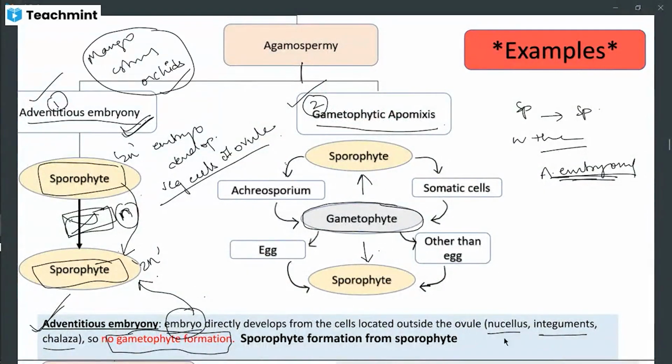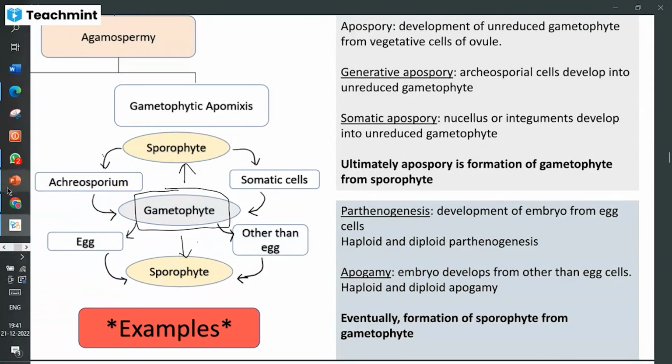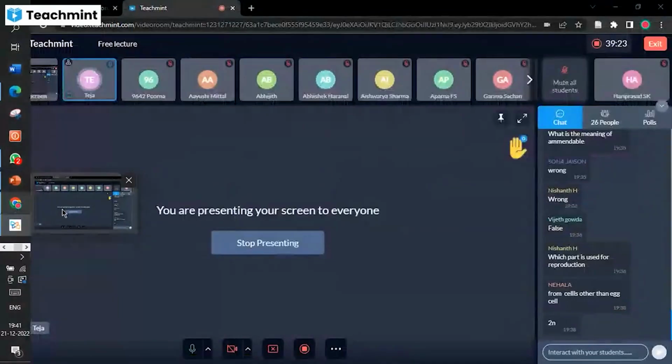Now entering into gametophytic apomixis, the second type of agamospermy. In this, there is an intervention of a gametophytic stage between two sporophytic stages. So you all have read about apogamy, parthenogenesis, or even apospory. Can anyone define apospory in simple terms? Not the definition that is given here, but what is your understanding? What do you mean by apospory?